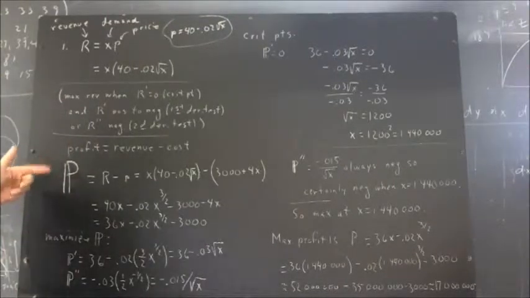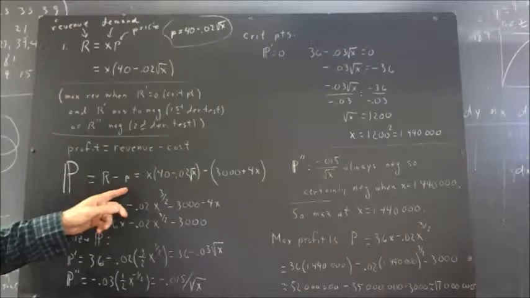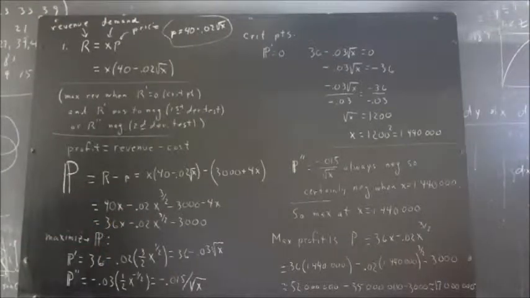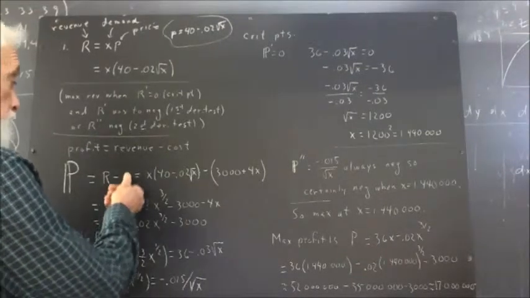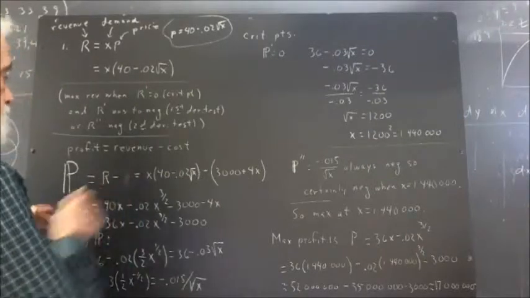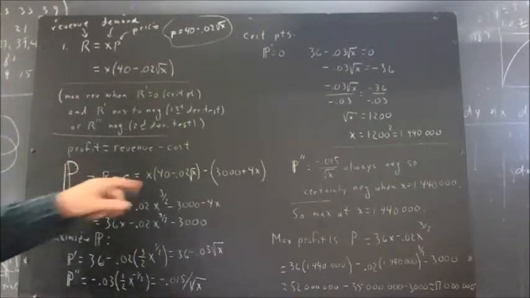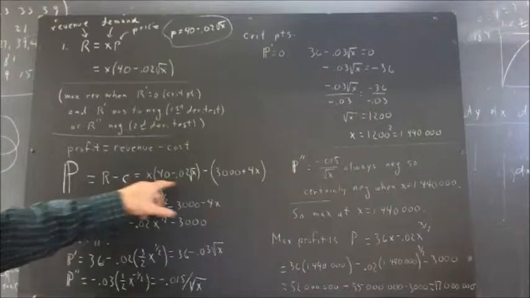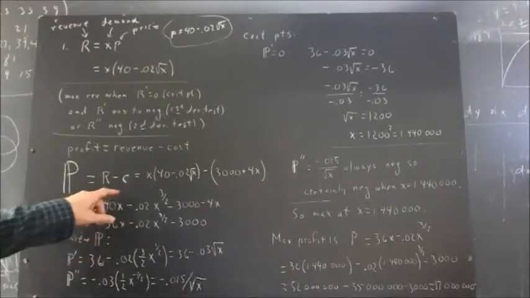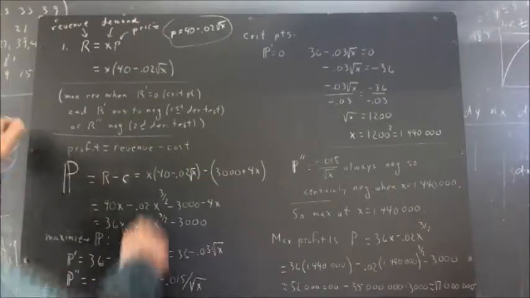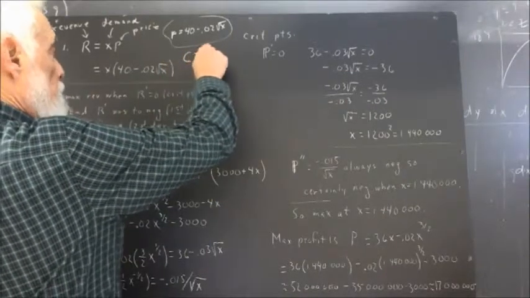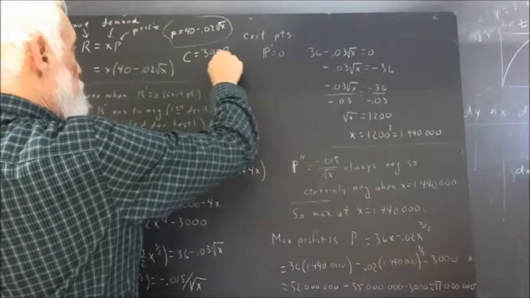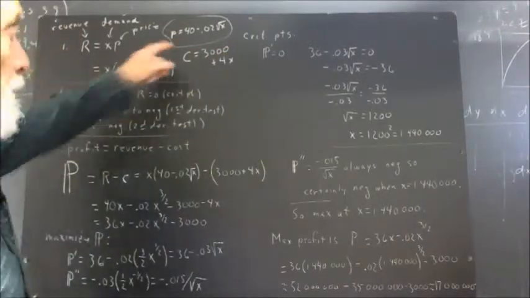So that's easy. Profit, capital P, equals revenue minus cost. Let's try to contrast the big P with the little p, but I don't have a little p here, I have a C. So this is cost. Revenue minus cost. Okay, revenue is what we found here, X times 40 minus 0.02 square root of X, and cost, we are also given the cost function. This information is provided in the problem, as you can see by looking at the document with the problem. Cost is $3,000 plus 4x.